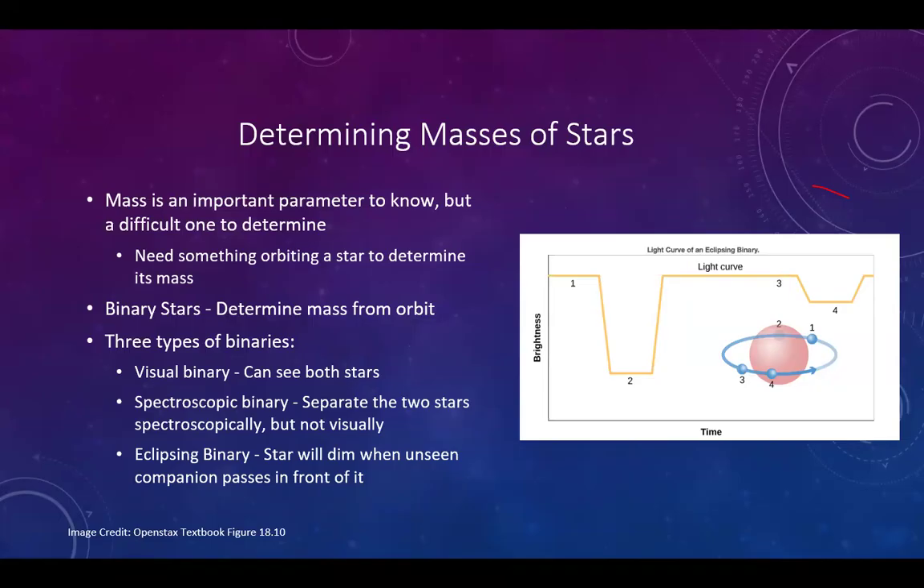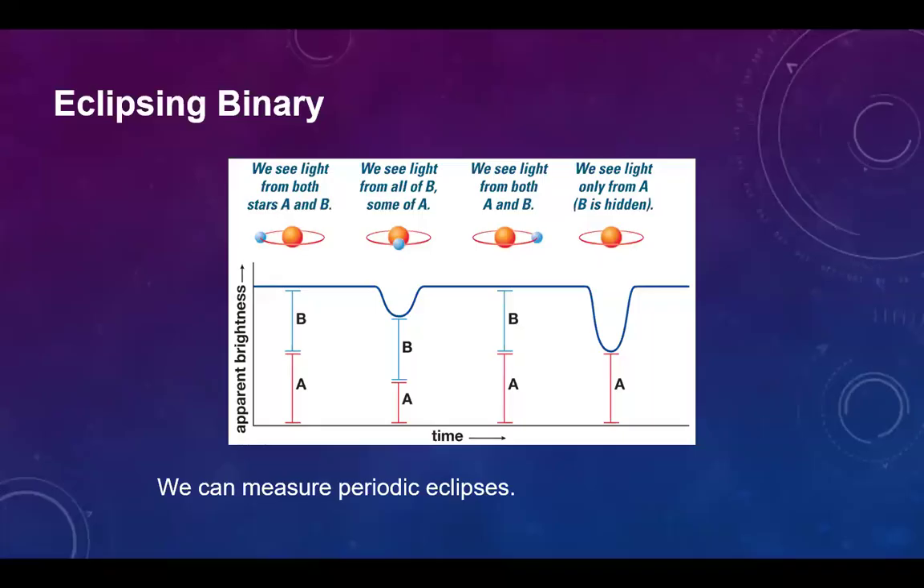For an eclipsing binary, you have one star moving in front of the other, causing it to dim, and then the other star moving in front of it, causing it to dim. And you get some information on the relative size of the stars. Here, we see light from both A and B. We see light from all of A and some of B, both A and B, and only from A.